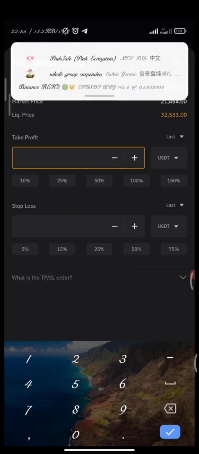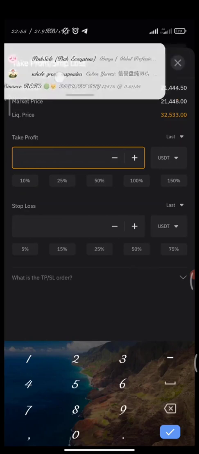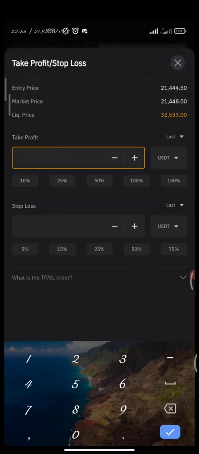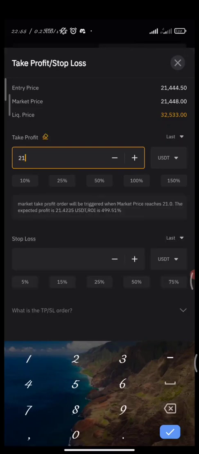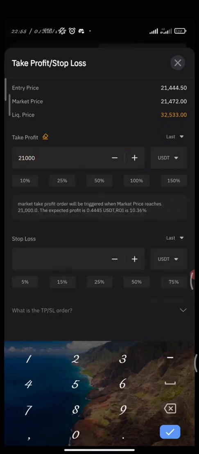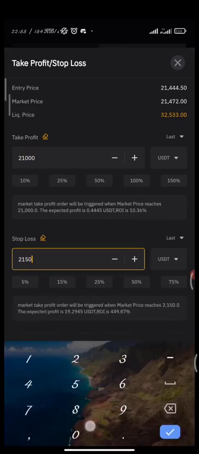Hope you're getting me, and my liquidation price. So if I said I want to take my profit, if BTC is still at 21,044, then I can say maybe I want to take it at 21,000. I take profit, I want the market to come down, and my stop loss should be at, let's say, 21,500.